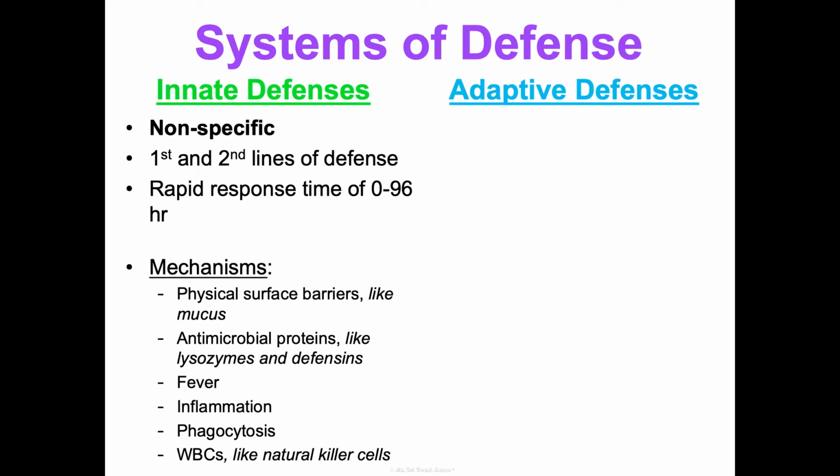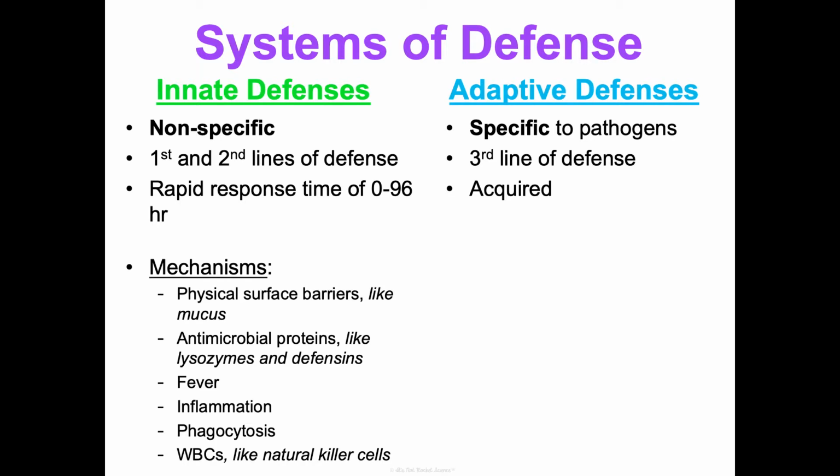All right, our adaptive defense system is a much more elite fighting force, but it's only equipped to attack substances that we already know are foreign. So we kind of have to learn them because they're specific to pathogens. They have a specific fighting mechanism for each pathogen or antigen that we come across. It's our third line of defense. It's acquired, so it's something that your body has to develop.